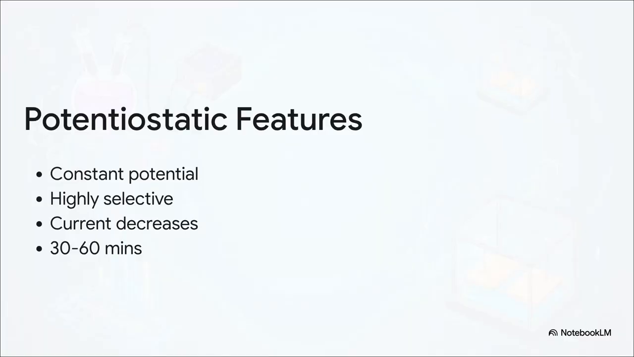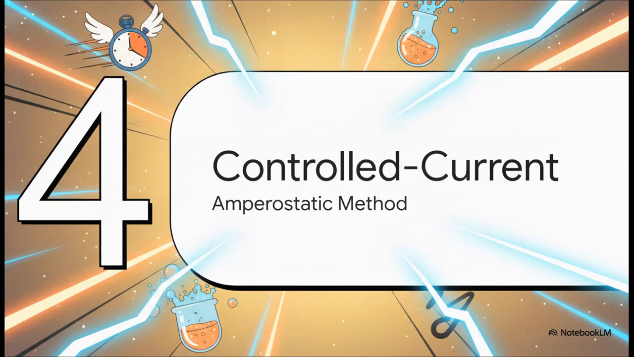There are a few defining characteristics you should definitely take away from this. Because we keep the potential constant, it is highly selective. It brilliantly avoids accidentally oxidizing or reducing other species in your mix. But, as we just talked about with the current gradually decaying, it does require some patience. A typical analysis is going to take about 30 to 60 minutes to completely finish. Section 4. Controlled current method.